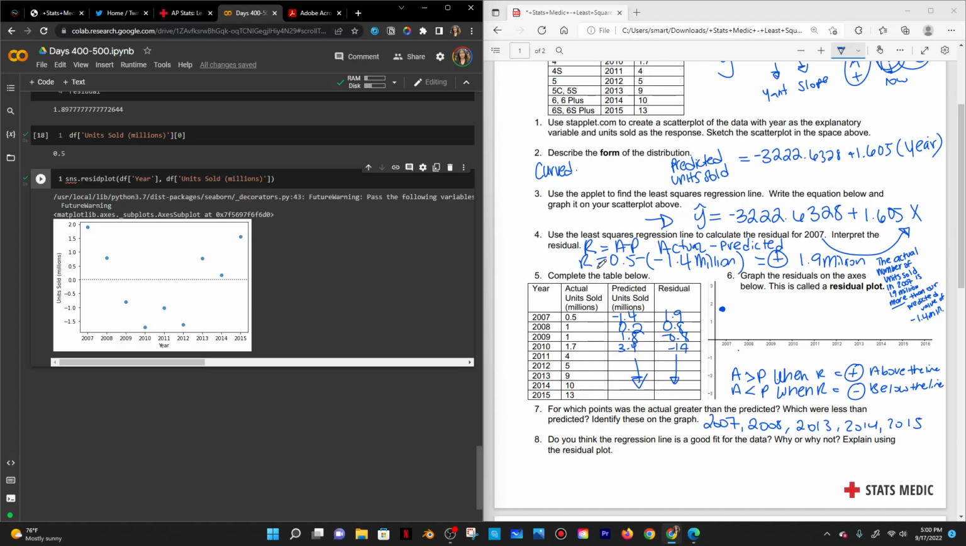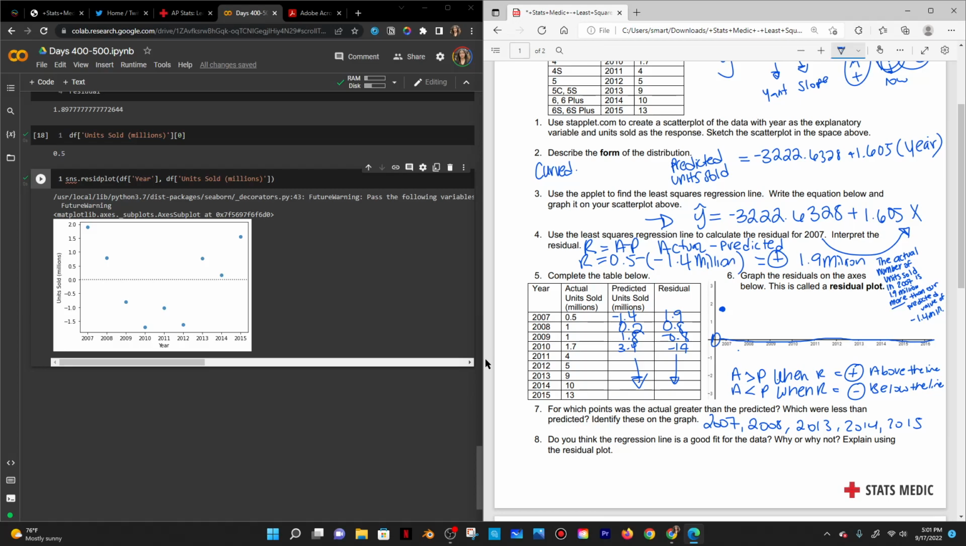Okay, and then it's asking, do you think the regression line is a good fit for the data? Why or why not? Explain using the residual plot. Okay, before getting into it, I just wanted to explain a little bit more of the residual plot. So this right here is 0, like this line. So this graph is just graphing the difference between your actual and your predicted values. And so usually the ideal difference is 0 because you want your predicted value, the predicted number of iPhones sold, to be really close to the actual value because that's the whole point.